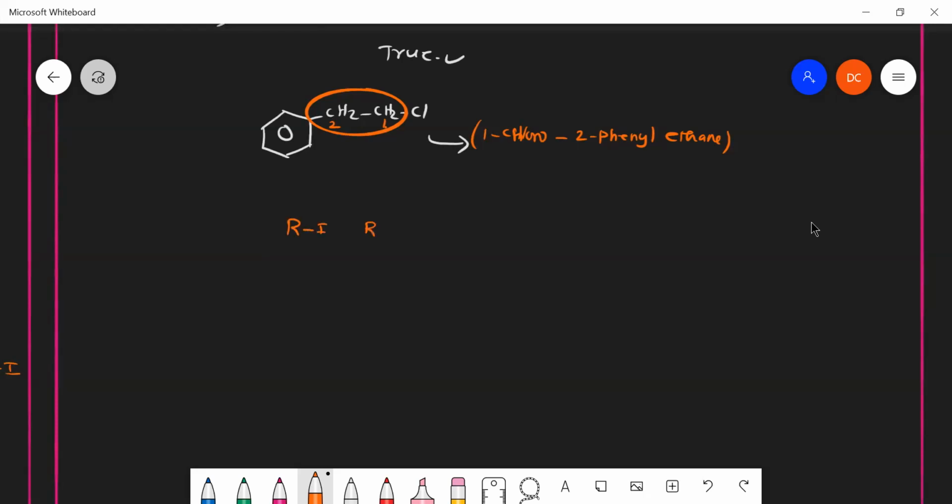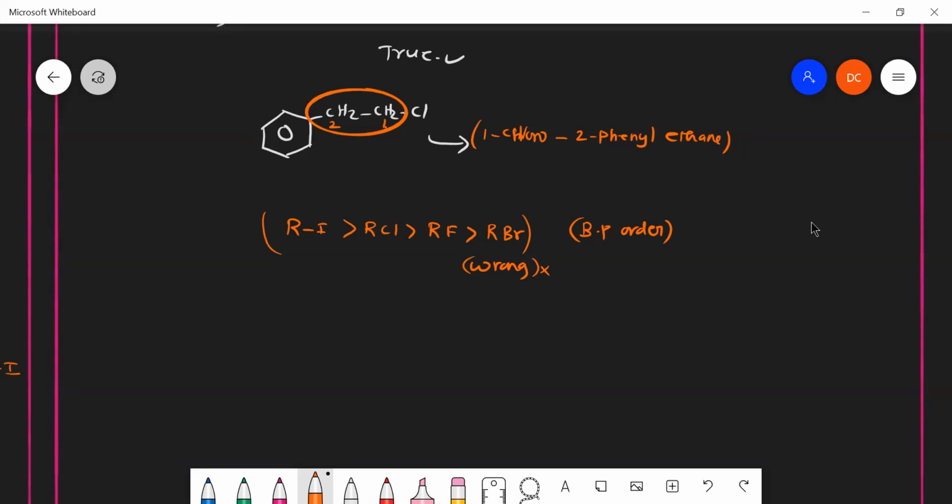RI, RCl, RF, RBr. Is it the right order of boiling point? Boiling point order. Is it a right order or not? RF should be the last one. RF will be last. So it's wrong. Okay. Wrong order. It's not a right order.